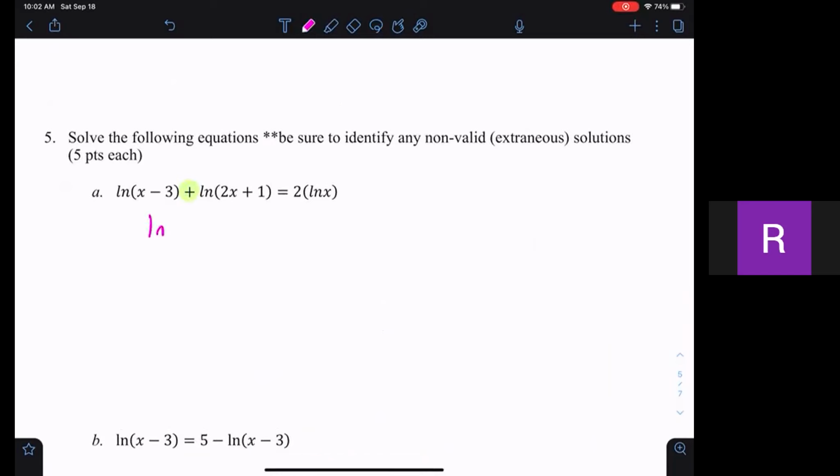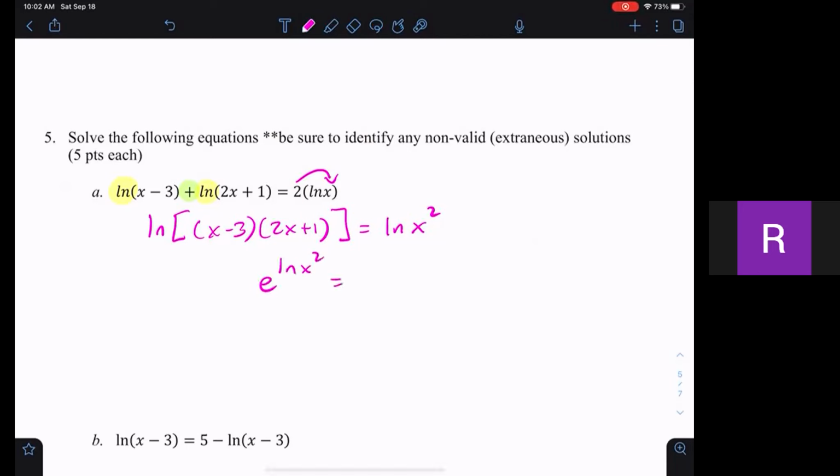the logarithms together because they have the same base. This is the same, right? I can use the product rule, right? So this is going to be ln of x minus 3 times 2x plus 1. And I can move this to the top. So this is going to be ln x to the second power. So I'm going to write this as an exponential function. Remember, this is base e on the left side. So I'm going to write e to the ln x squared equals whatever is in the parentheses, right? This thing.